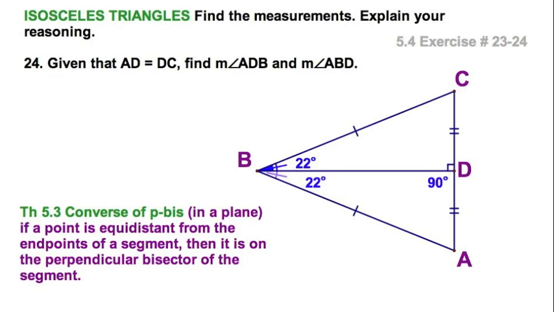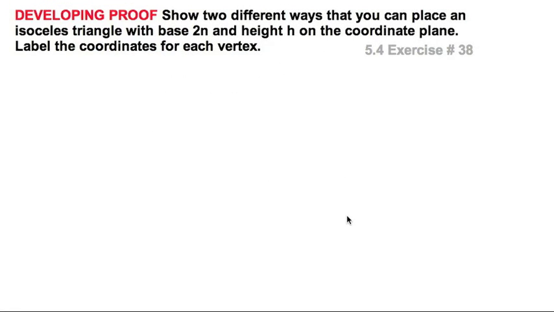And now you've got this. If it's a perpendicular bisector, then of course perpendicular here, and that makes it an angle bisector because it's an altitude, after all, of this isosceles triangle. Well, let's place an isosceles triangle on a coordinate plane. It's got a base of 2n and a height of h.